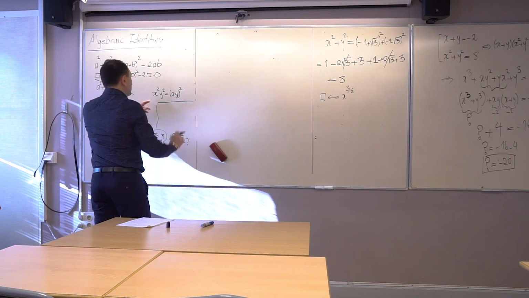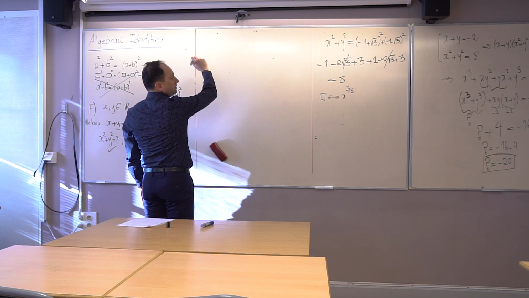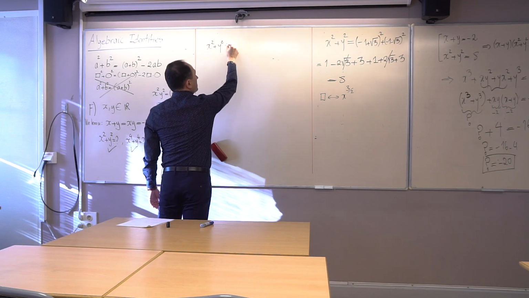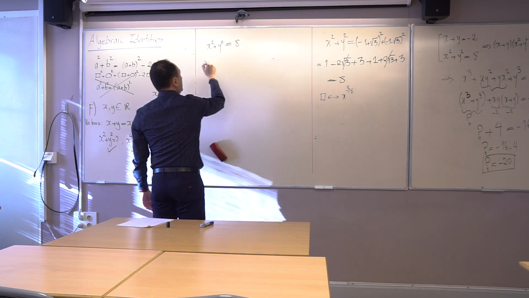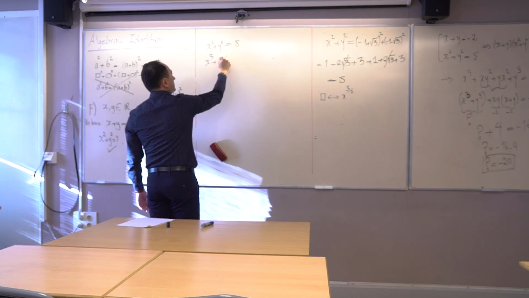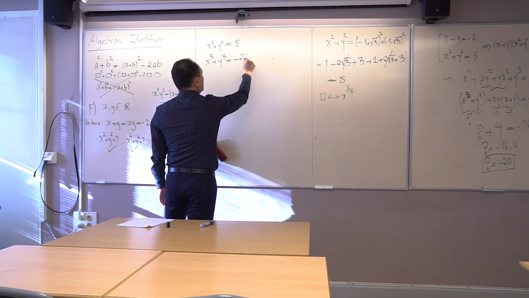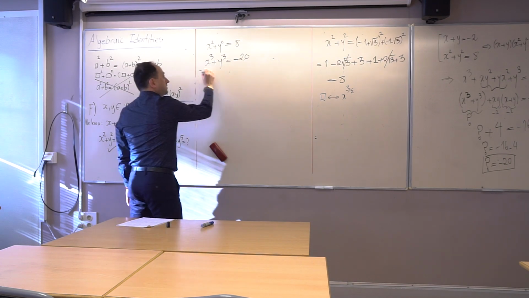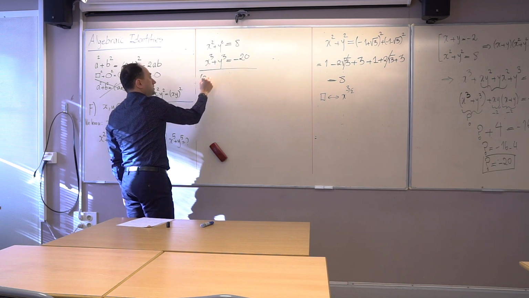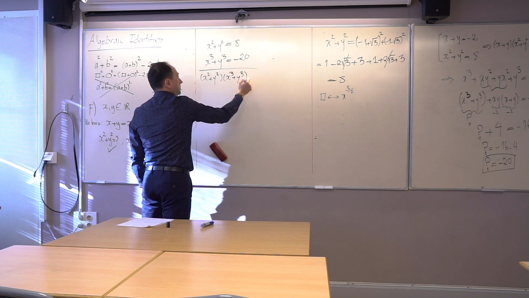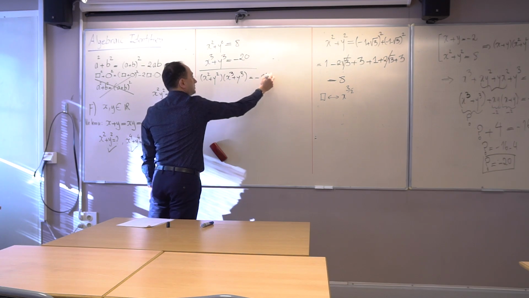So x to the 2, oh, I erased that. What was x^2 + y^2? It was 8. And then x^3 + y^3, we calculated just right now. What is that? Minus 20. I multiply these two numbers with the same strategy, and this is minus 160.